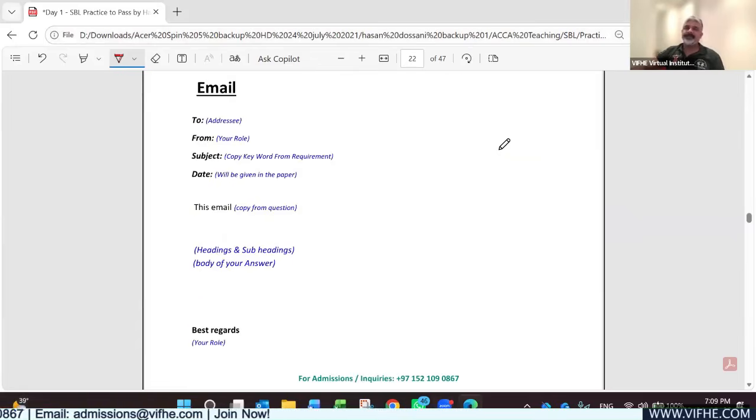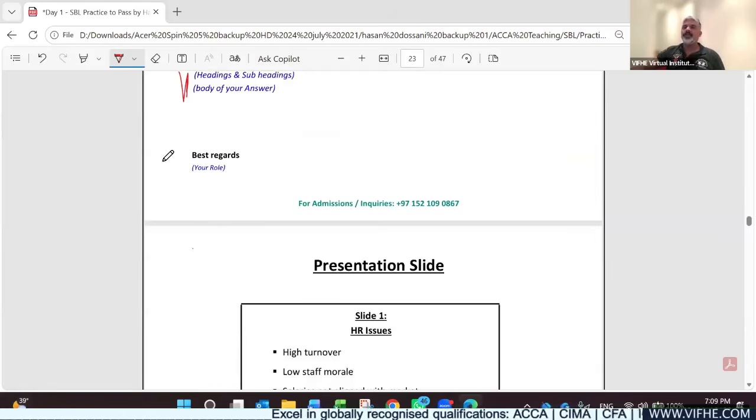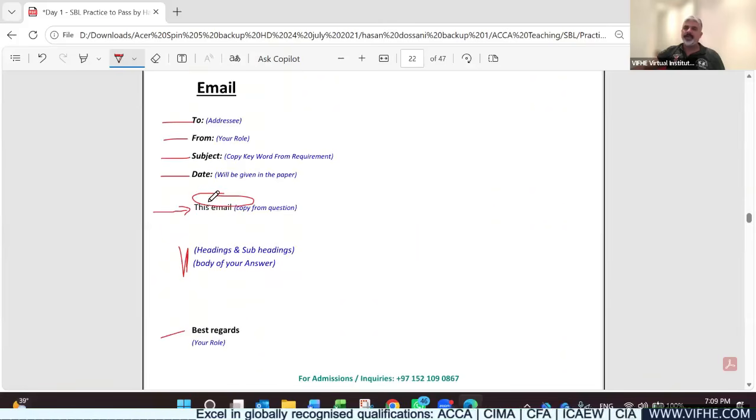Now, email format, almost the same as report. There are six things: to, from, subject, date. There is an introduction here, introductory paragraph. Only the introduction heading is not mentioned. Then your answer and then the closure. Same as report, only the heading introduction is not there. We will just start with the introductory paragraph. Is that clear?